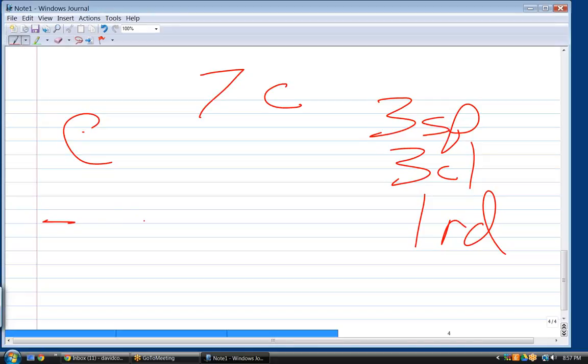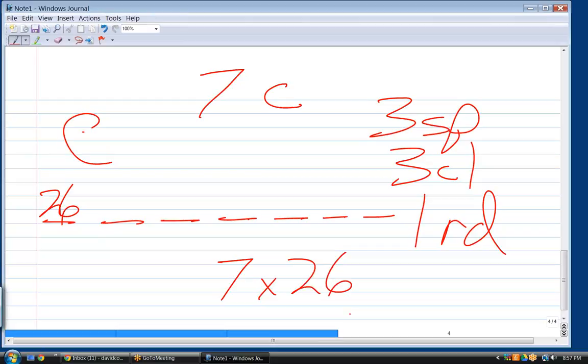sometimes it's helpful, for me at least, to lay out our 7 cards. And the red card can go in any of these slots. Now, there's 26 ways to put it there, 26 ways to put it in each slot. So there would be 7 times 26 ways to get the red card in there. Okay.